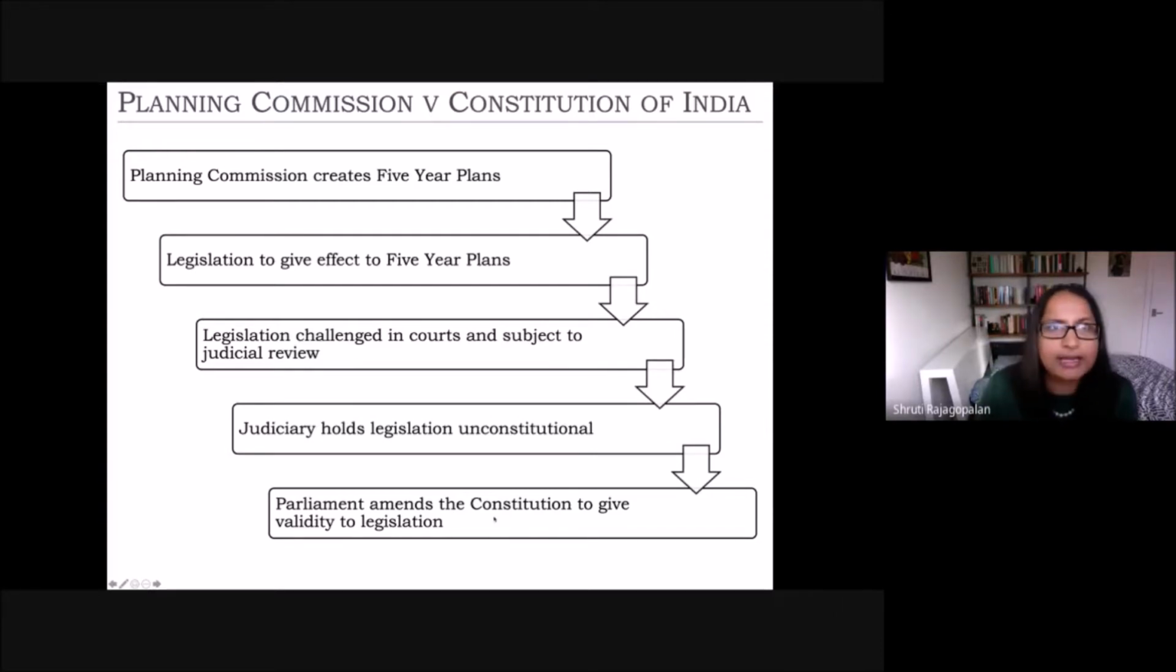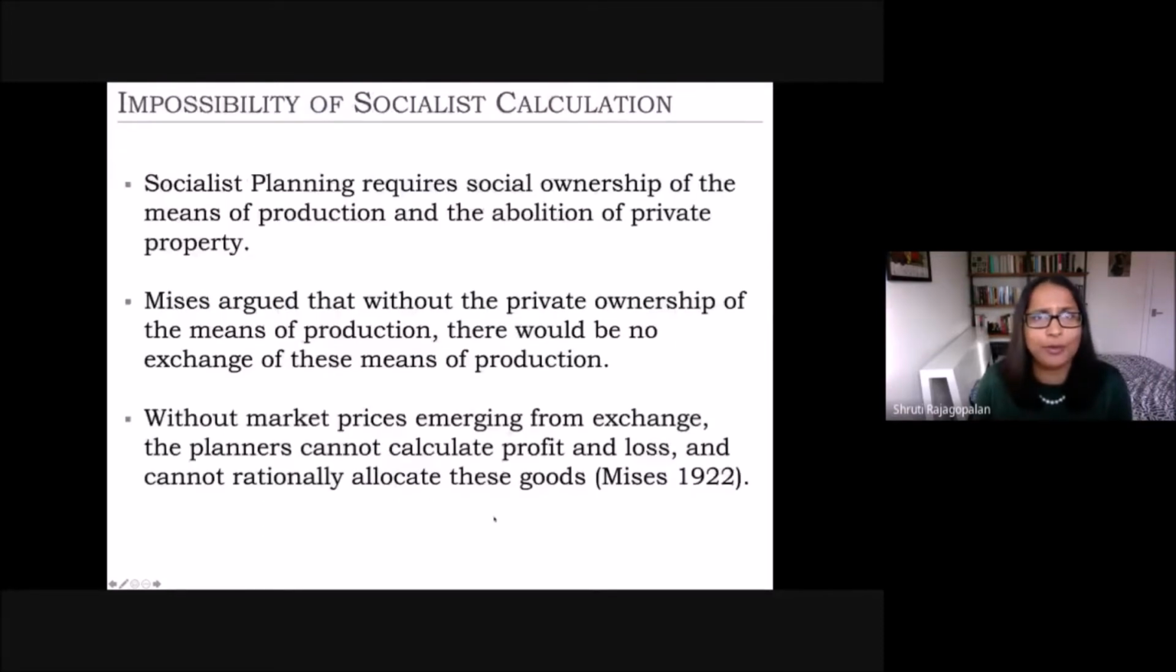And eventually I realized that we have two values, socialism and constitutionalism, which are completely at odds with each other, because the values or the principles that require socialist planning to be effective are also the same methods or values that are directly in contravention with the principles of constitutionalism. And I'll just explain that in a moment.